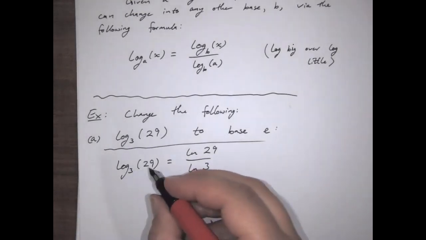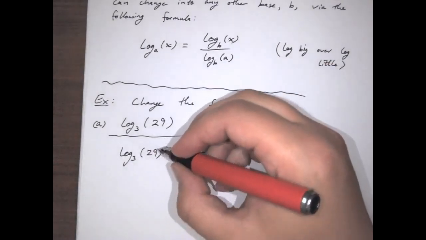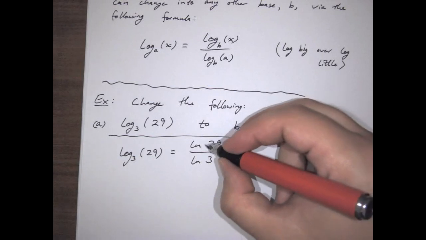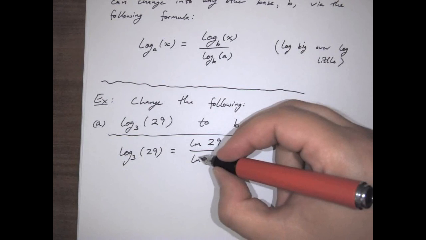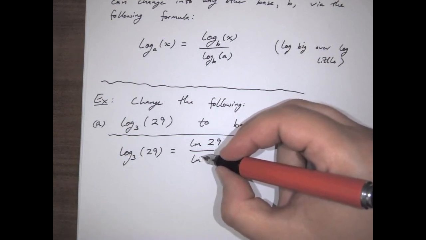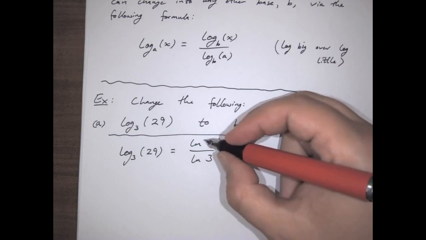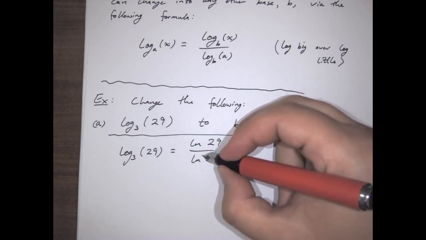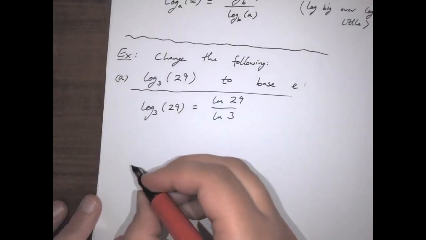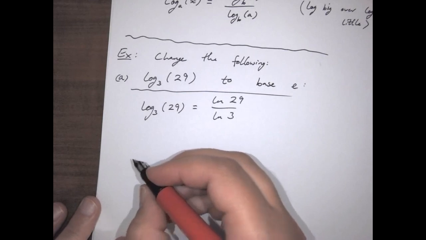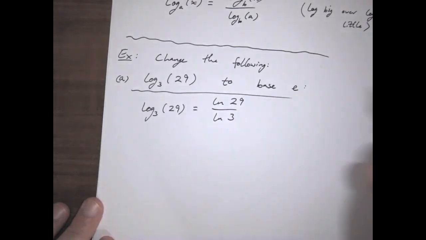And the reason why this works is basically, if you think about this, this is saying, how many times does 3 go into 29? Well, who knows? How many factors of 3 can go into 29? Who knows? But we can use a calculator to figure out how many factors of e go into 29. And then this is how many factors of e go into 3. So if you want to know how many 3's go into 29, it's how many e's go into 29 divided by how many e's go into 3. And then we can actually evaluate this in a calculator without any trouble.